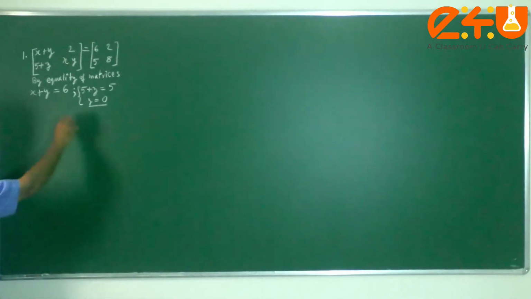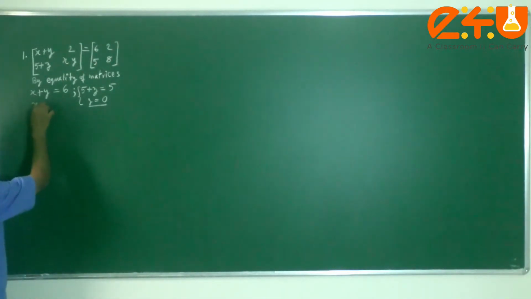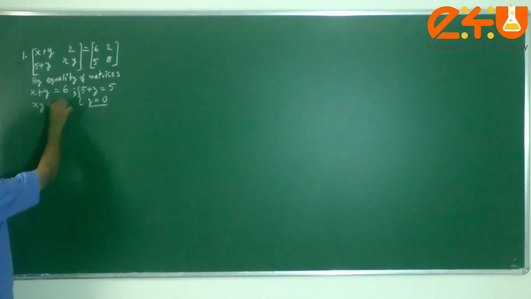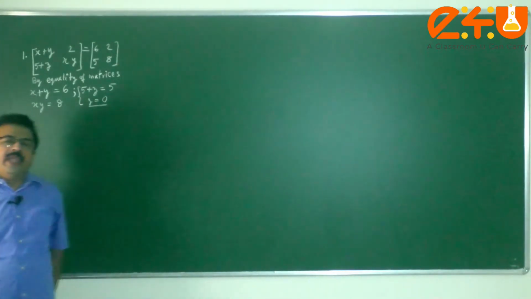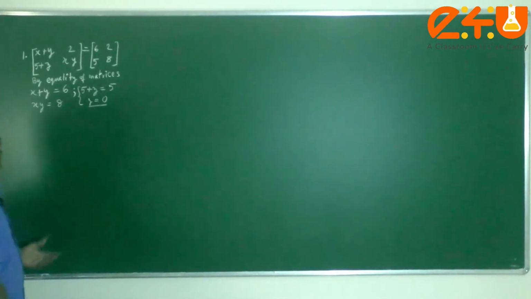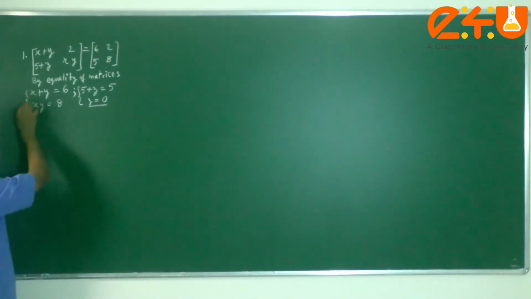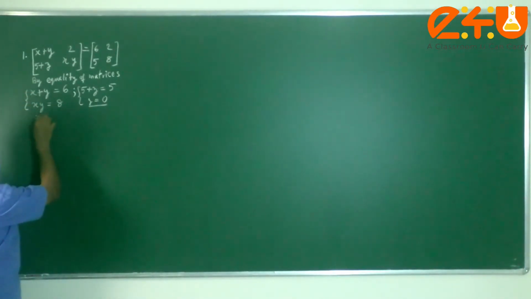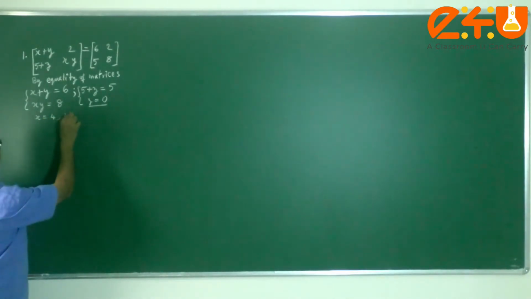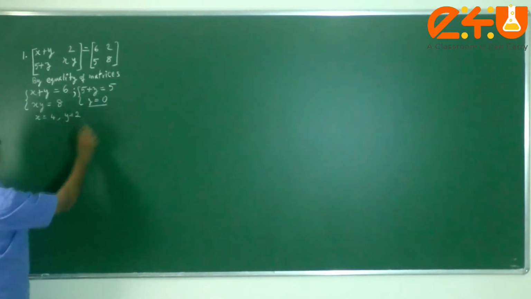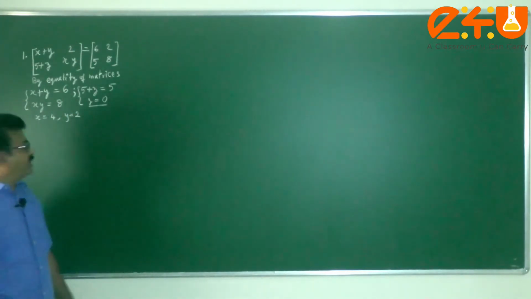And then we have one more equation we can make. The XY product is equal to 8. XY product equal to 8 gives you a simple solution that X has to be 4 and Y equal to 2, which is one of the possible solutions.